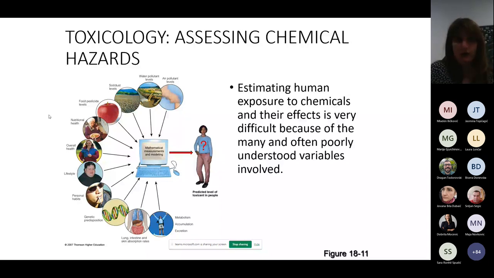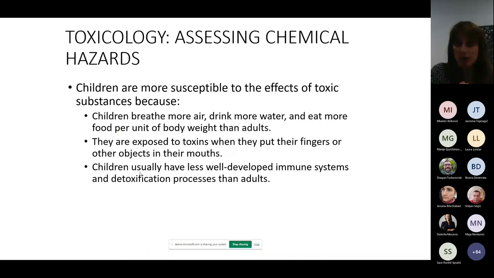We also have to be aware that if we want to express the impact of some substances on a human organism, we should be aware of the multiple effects of air pollution, water pollutants, lifestyle, nutrition, health. All these together have to be taken into account in order to estimate human exposure to chemicals and their effects. And also children are more susceptible to the effects of toxic substances, because children breathe more air, drink more water, and eat more food per unit of body weight than adults.